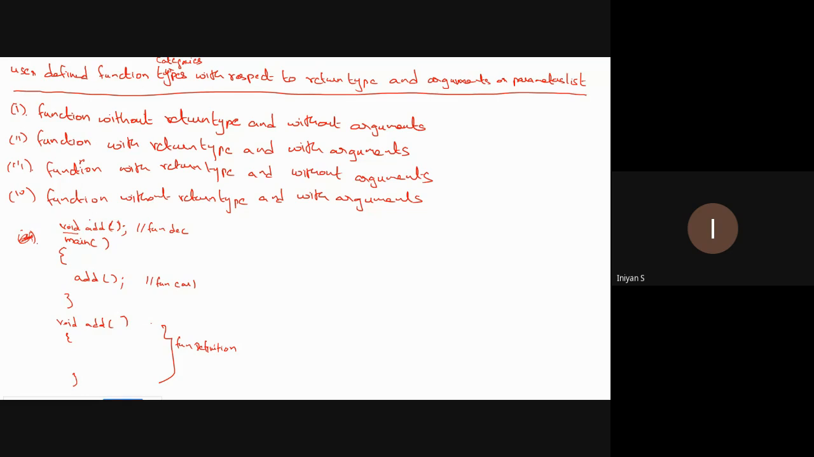This is the outline structure of the first category, because the function doesn't have any return type and doesn't have any parameters or arguments. In the function call we don't have any arguments, and in the function definition void is there. Void means without return type. So this type belongs to function without return type and without arguments.